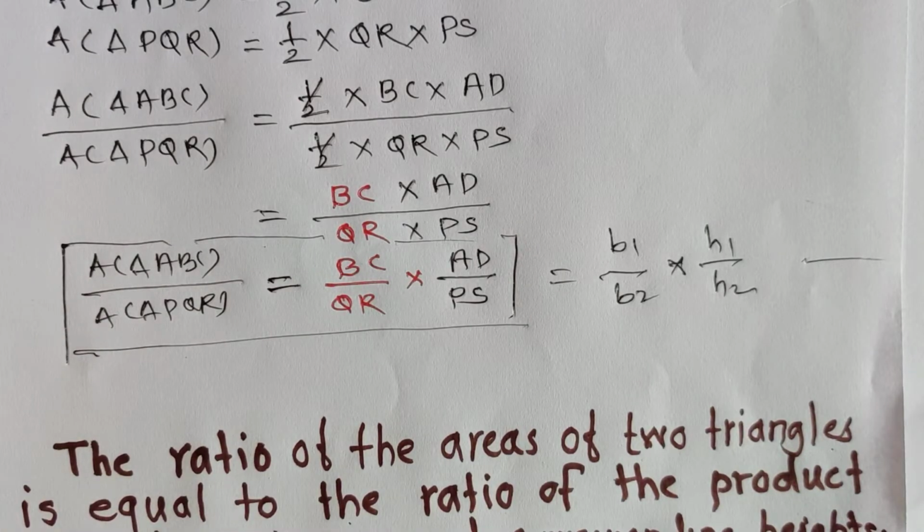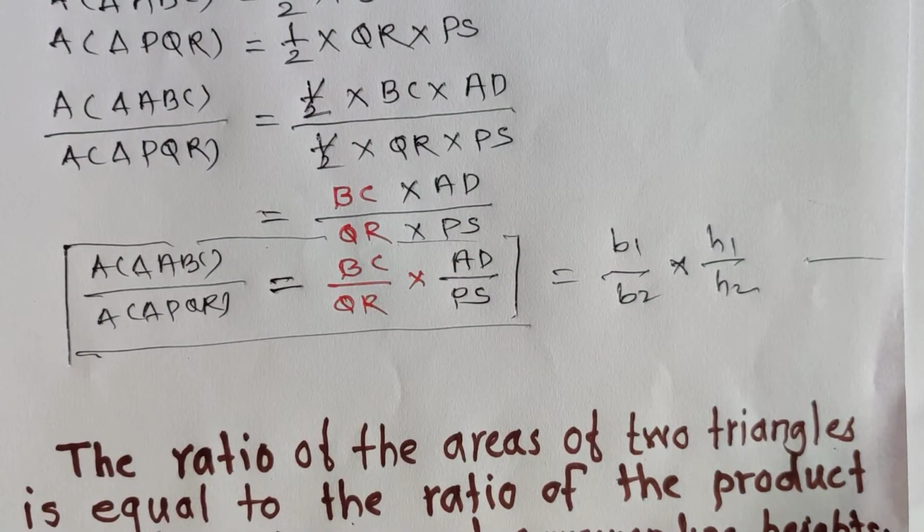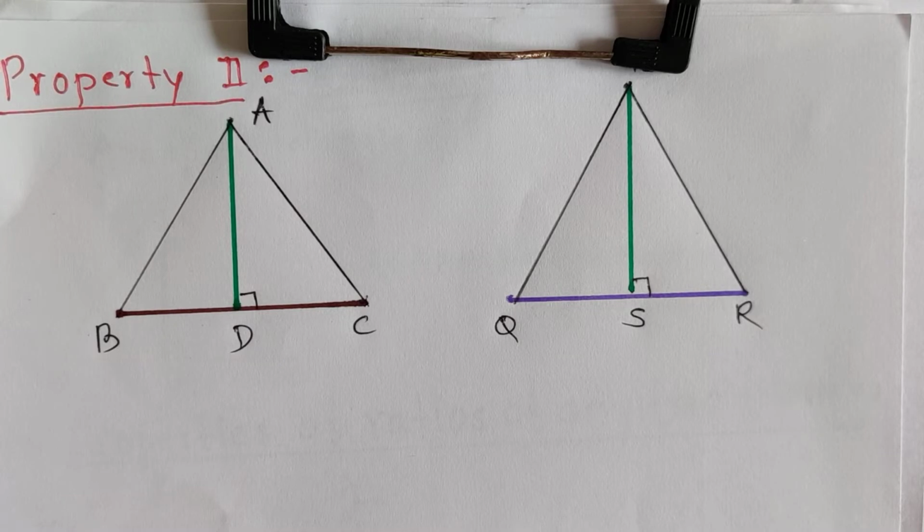In practice set 1.1 we have to use these properties. Using these properties of ratio of areas of triangles, we have to solve that practice set 1. Now let us see the second property.